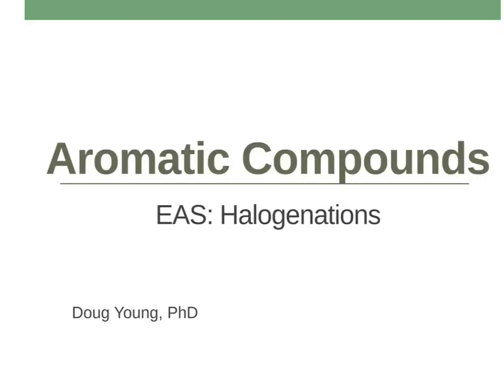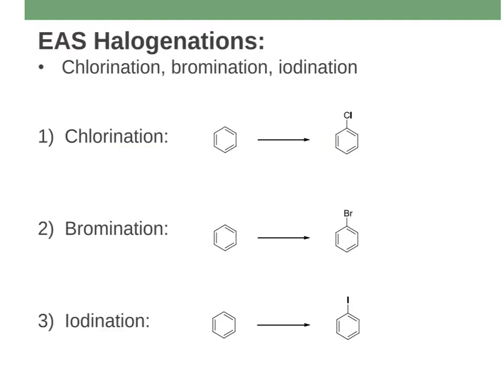Hello everyone, this is Doug, and in this video we're going to start talking about some of the electrophilic aromatic substitution reactions, namely the halogenations. By halogenations, we're just talking about putting a halogen on an aromatic ring. Again, we're going to focus mostly on benzene, but these reactions could work on other aromatic compounds.